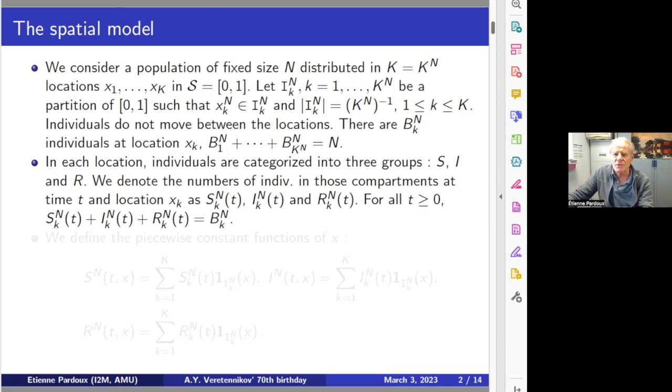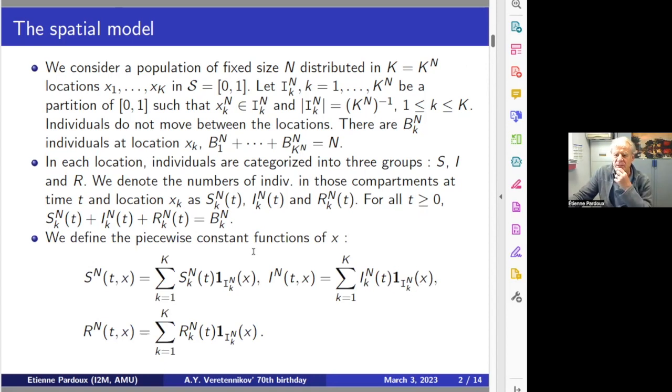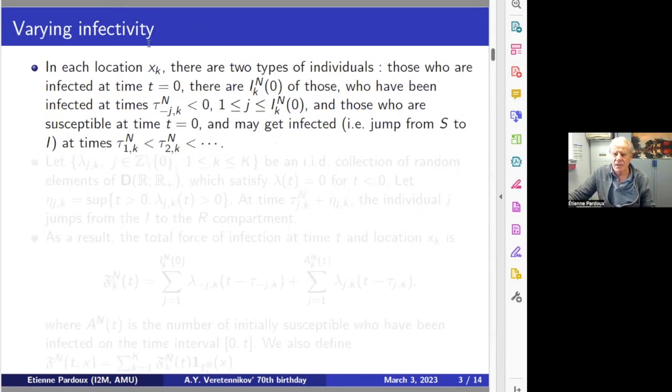We define the piecewise constant functions of x. So S_n(t,x) is constant on the interval I_n^k, equal to S_n^k(t), and similarly with I_n(t,x) and R_n(t,x). Now, in each location, there are two types of individuals: those who are infected at time 0, and there are I_n^k(0) of those who have been infected at negative times, and those who are susceptible at time t, and maybe they will get infected later, or maybe they will never get infected.